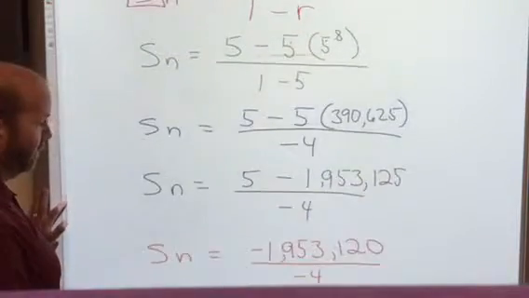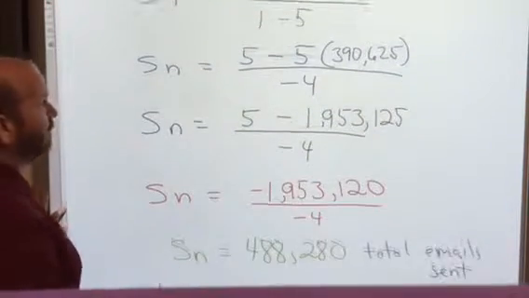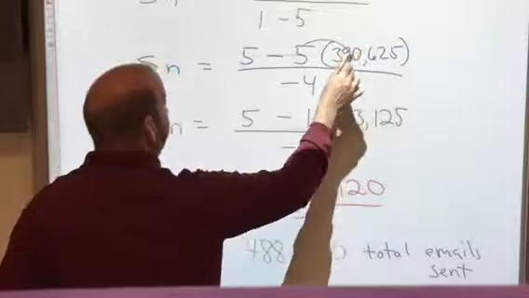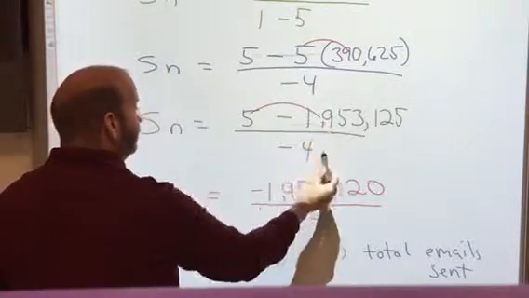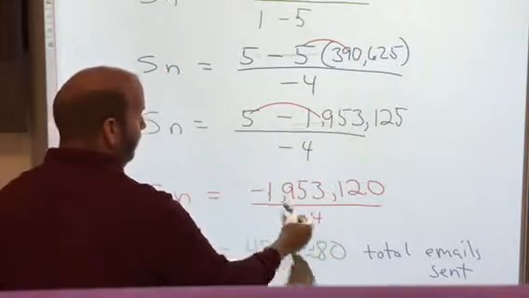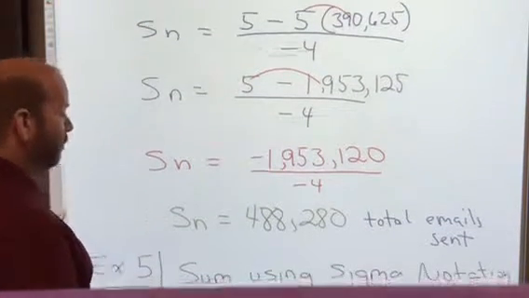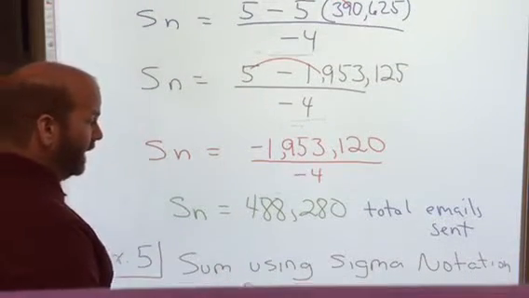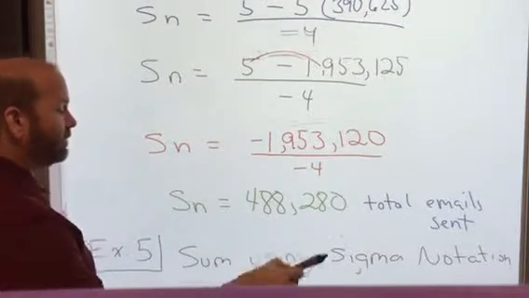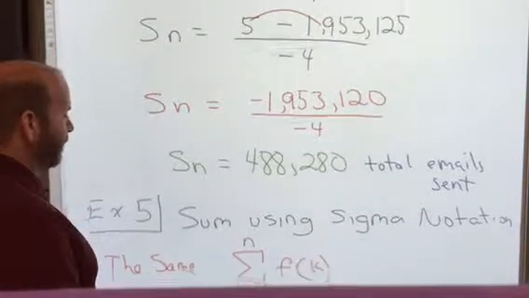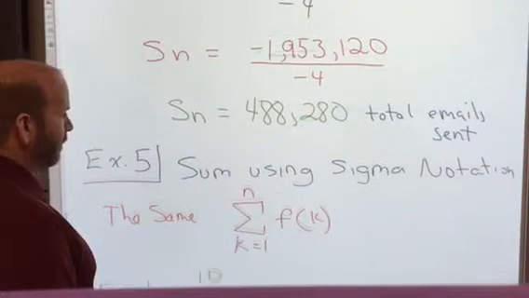Let's plug in. You have to multiply that first, then subtract that, then divide by -4. Negative over negative is positive. So there are a total of 488,280 emails sent in those 8 rounds of emails. Just 8 rounds of emails. Very big numbers.